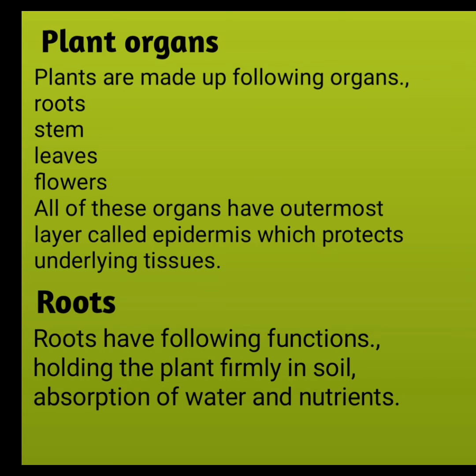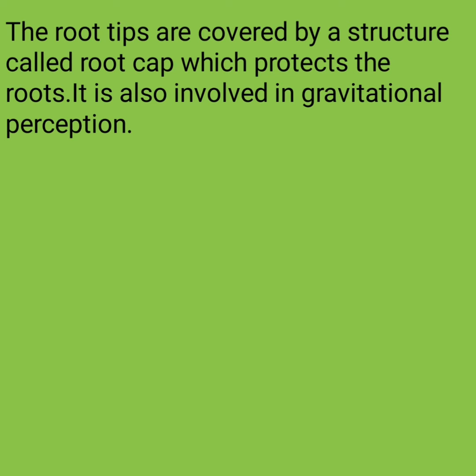As all of us know that roots are present under the soil, there are two important functions that are performed by the roots. Number 1, roots hold the plant firmly into the soil. Number 2, roots absorb water and nutrients for the plant. Roots grow downwards into the soil, and the growing root tips are protected by a structure called the root cap. Root cap is also involved in gravitational perception.